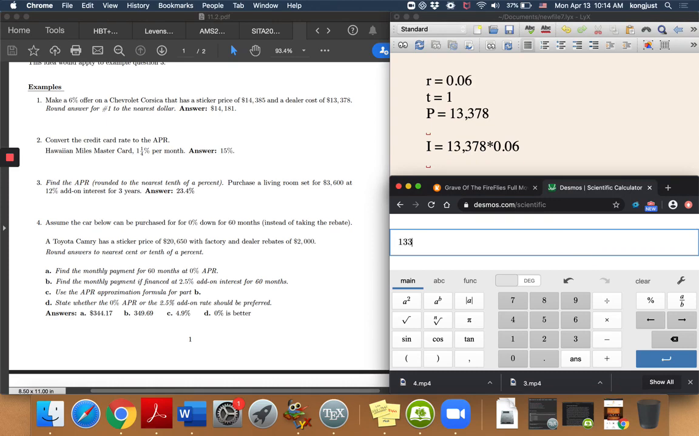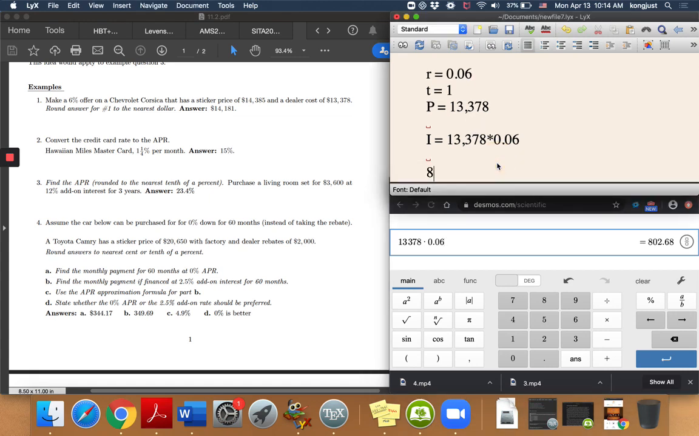This is maybe almost overcomplicating things. All I'm doing is multiplying by the percentage. I'm getting 6% offer on the original value. So it's $802 that they're going to make.